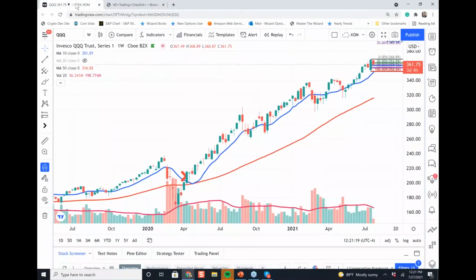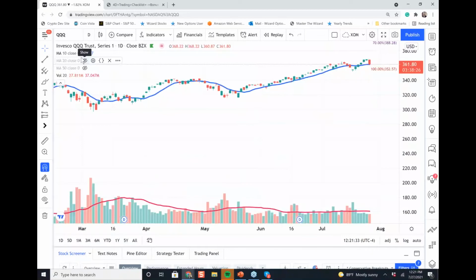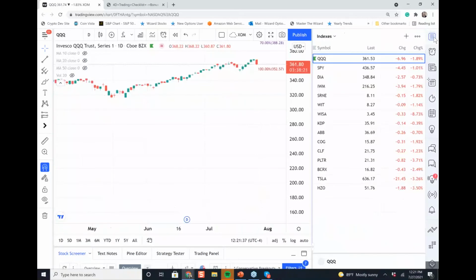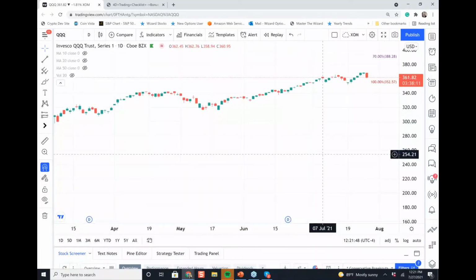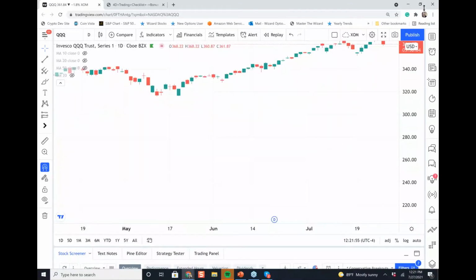Now I'm going to go into some basic setups here. I'm going to get rid of some of these indicators. We're using some very simple indicators here for one reason and one reason alone, and that is to keep things repeatable. So we'll look at this index here. This is the Qs, the NASDAQ 100. This is an ETF. It's a very liquid symbol. So here's today. I'm on a daily chart. The majority of my time is spent on dailies.